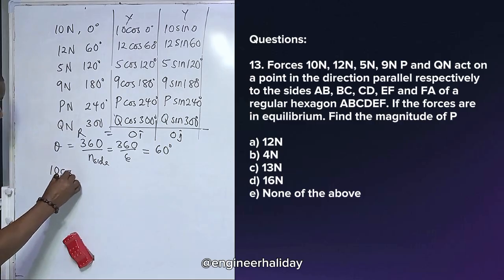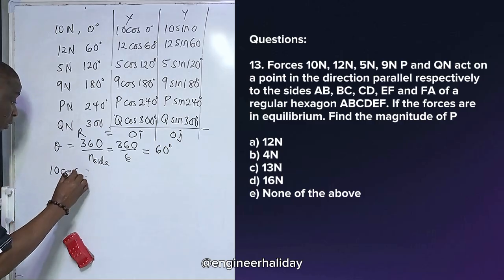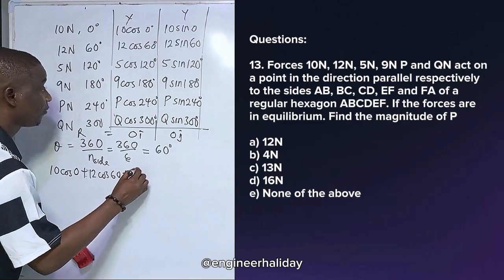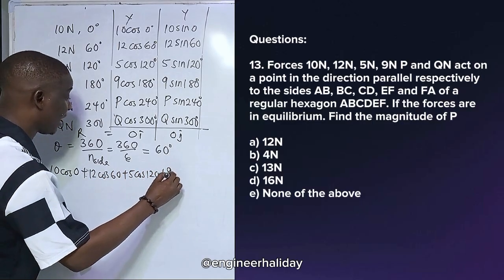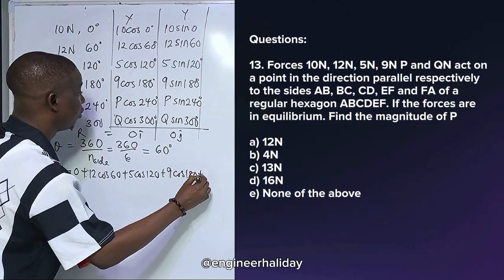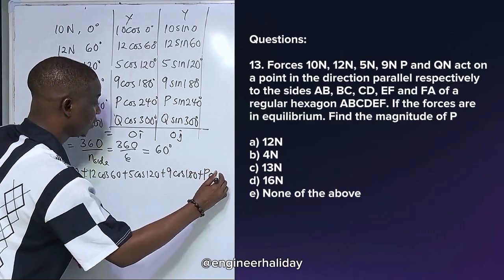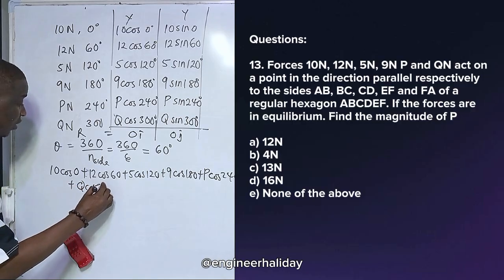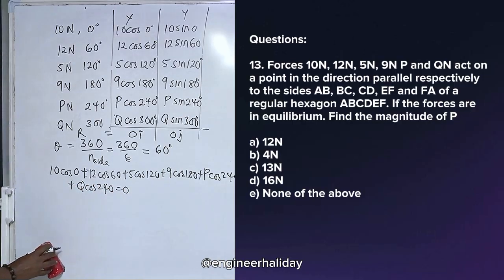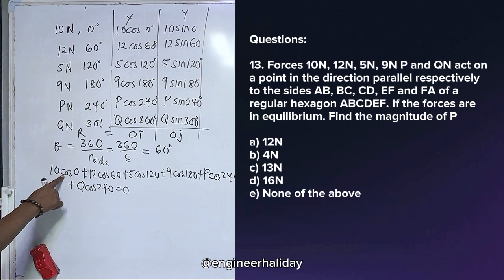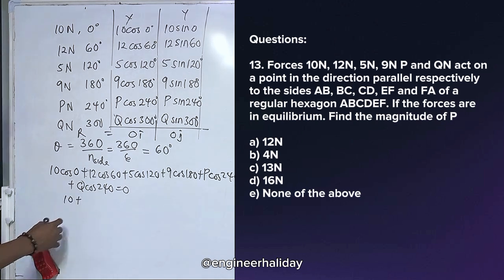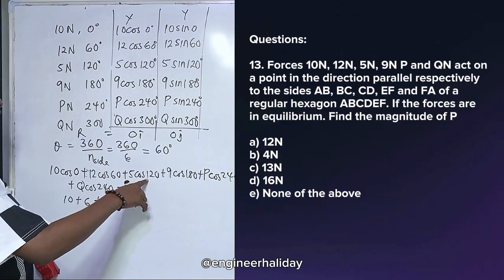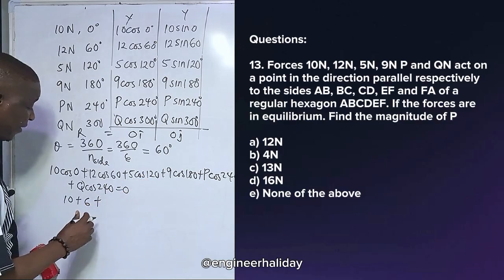So thus 10 cos 0 plus 12 cos 60, 5 cos 120 plus 9 cos 180 plus P cos 240 plus Q cos 300 equal to 0. That will give us equation 1. Let's solve it. This one will give us 10 plus 6 plus minus 2.5. Confirm it for me, please.